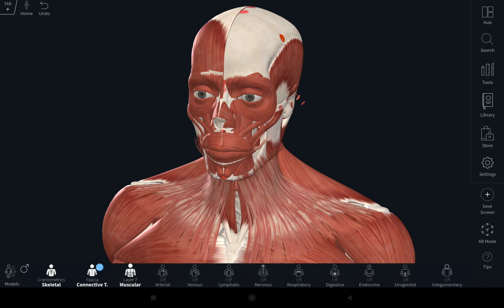Now look at your chin. The highlighted muscle is the depressor anguli oris muscle. This is the depressor anguli oris muscle of right side. This is the depressor anguli oris muscle of left side.